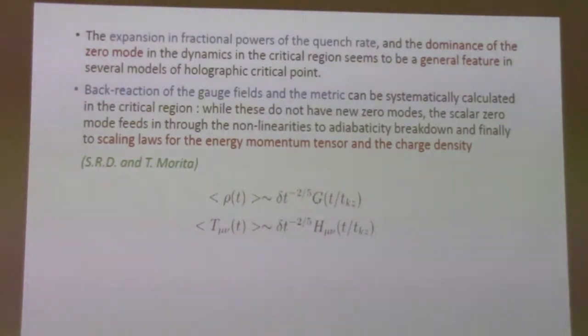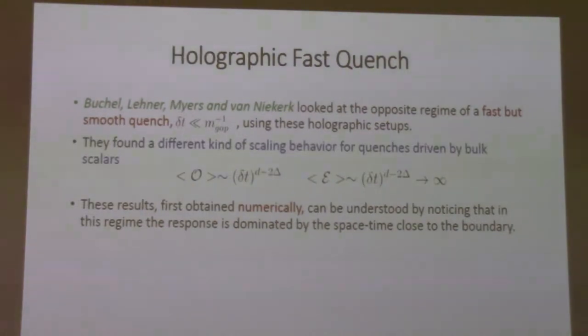Okay. This was the result in a probe approximation where only the scalar field is important. So we went ahead and did a study of the back reaction with Takeshi Morita, and we found that the scaling laws continue to hold in the critical region. So it gives you scaling laws for the energy momentum tensor as well as for the charge density. As I said, I showed this for this one particular model, but we and other people have looked at various kinds of models of this. It always works this way. There is a zero mode, there is a dominance of that zero mode in the dynamics in the critical region, which leads to a scaling solution and leads to Kibble-Zurek scaling.